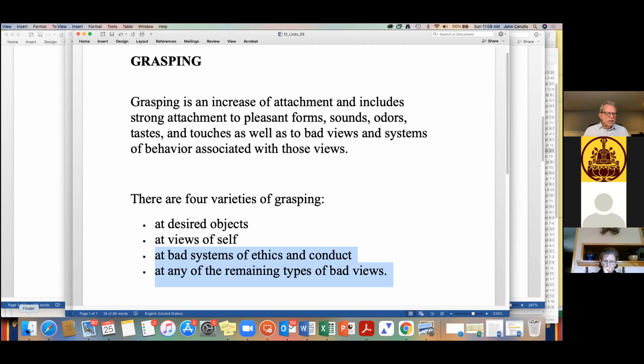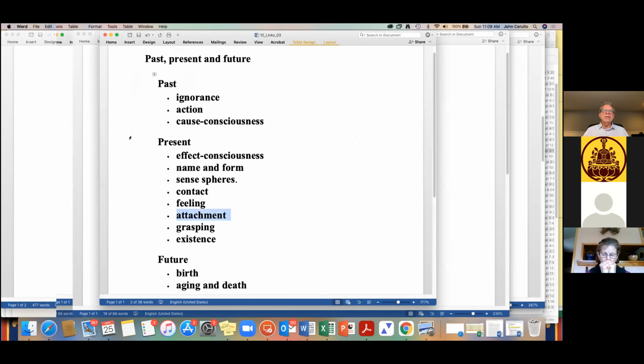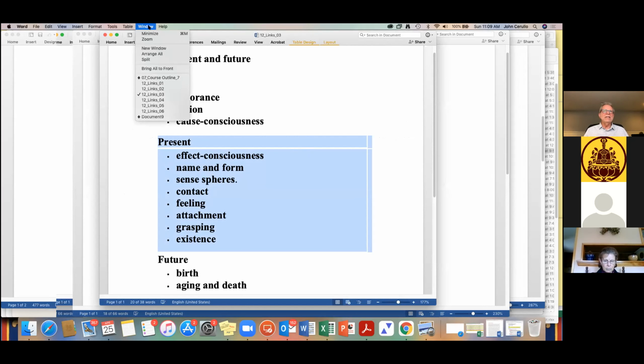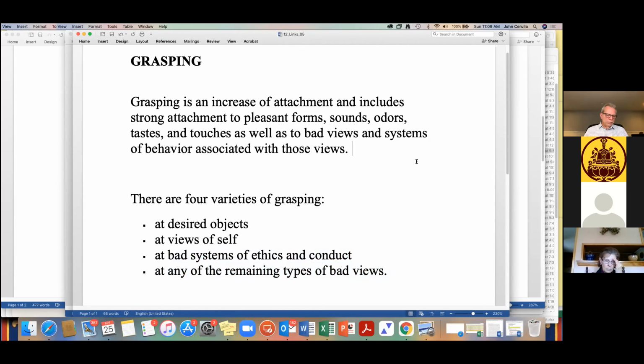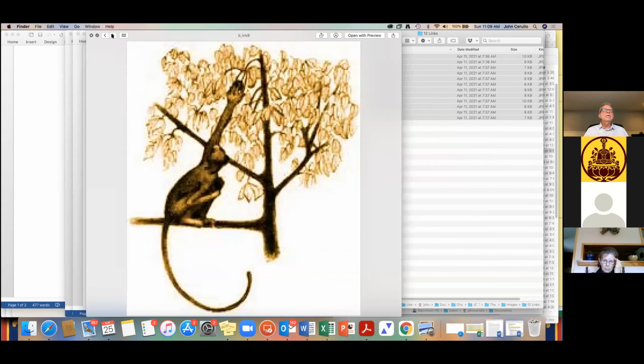Just to complete this part of the process that we're talking about right here, which is this present set of links, this set of links that are present to us now in this life, we're going to talk for a moment about how grasping leads into existence. So let me go to the next.